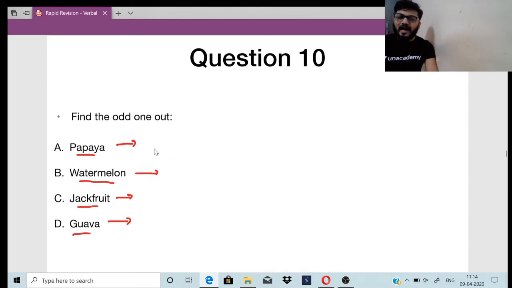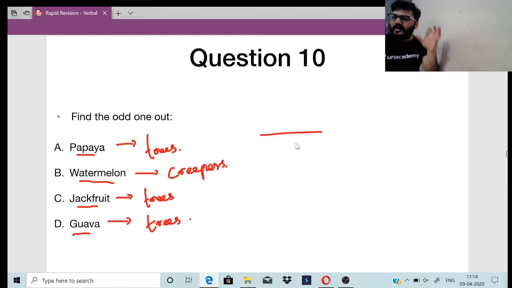So papaya, it grows on trees. Jackfruit is a fruit, baba. Jackfruit we eat as a fruit. Some people also use it as a vegetable. So papaya is grown on trees. Jackfruit is grown on trees. Guava is grown on trees. Guava ka matlab kya hai? Same. Okay, watermelon, it is grown as creepers.